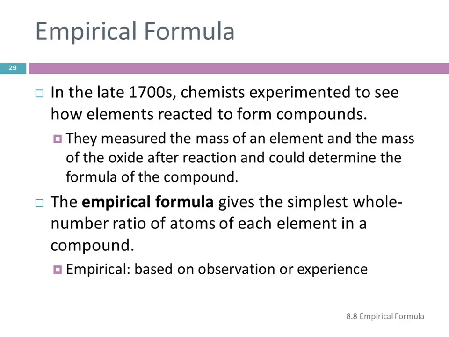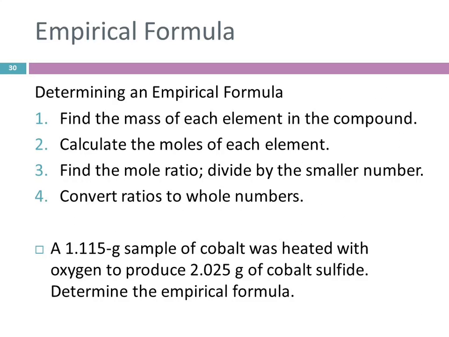It gives us the simplest whole number ratio of each element in a compound. And the word empirical means based on observation or experience. This isn't something based in theory, calculated from the periodic table or anything like that. This is an experimental result. So let's see how they did that.